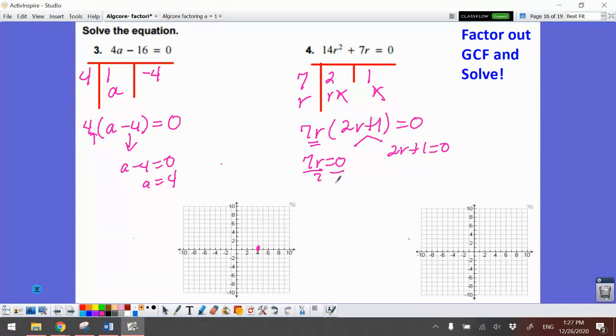This one's pretty easy. Divide by 7, so r would be 0. So my first point is at 0. Now solving this one, that's times 2 plus 1, so minus 1, divide by 2, and it's okay to get decimals. 2r equals -1, divide by 2, r is -0.5, so -0.5 is going to be really close to that. And again, everything's still positive, so I have this parabola.